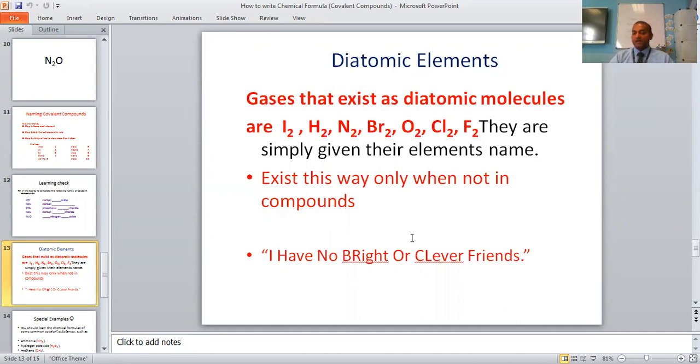So how to remember? So you can see I have a very funny way. I have no bright or clever friends. You can figure out by your own self by now. So I for iodine, H for hydrogen, N for nitrogen, Br for bromine, O for oxygen, Cl for chlorine, F for fluorine.